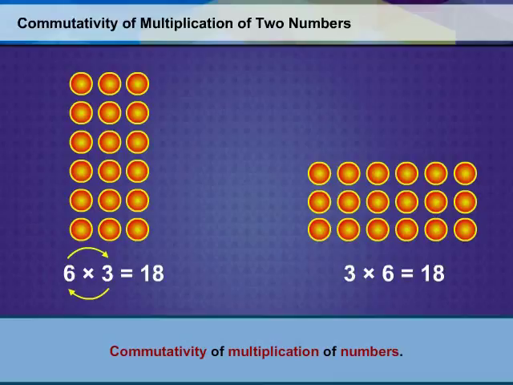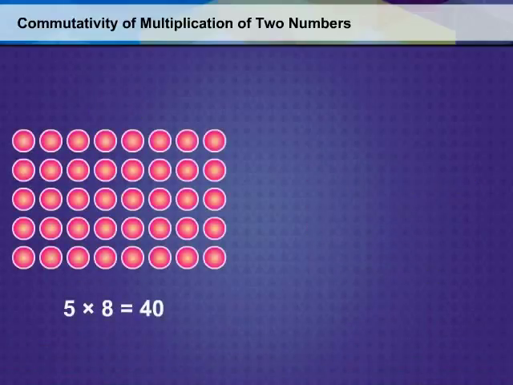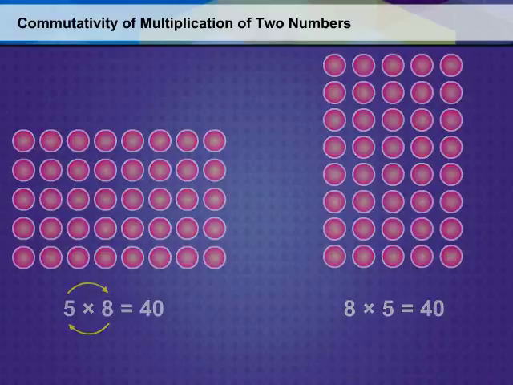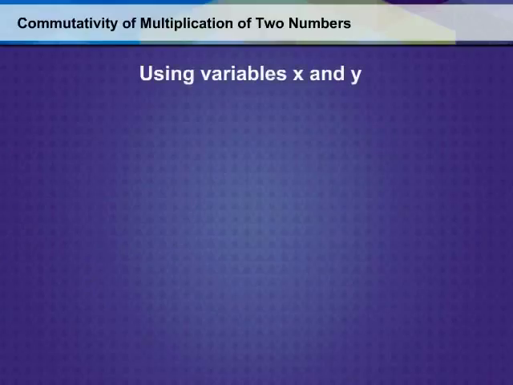Let us try one more example on this. Let us multiply 5 with 8. We get 40. Now interchange these two numbers. We can see that we get the same number, that is 40. Hence, this is commutativity of multiplication of numbers. Using variables x and y, as in the case of addition, we can express the commutativity of multiplication of two numbers as x into y, which is equal to y into x.